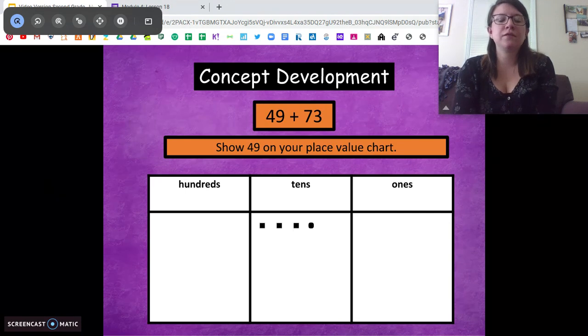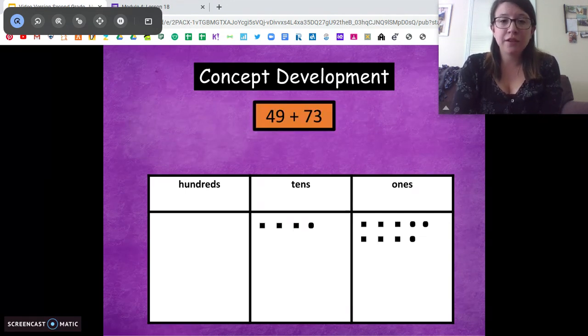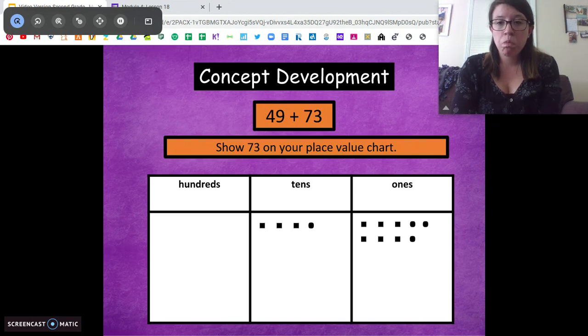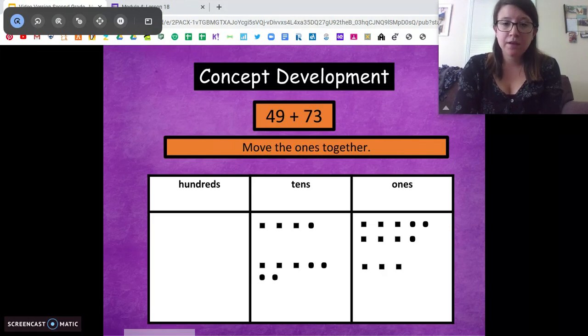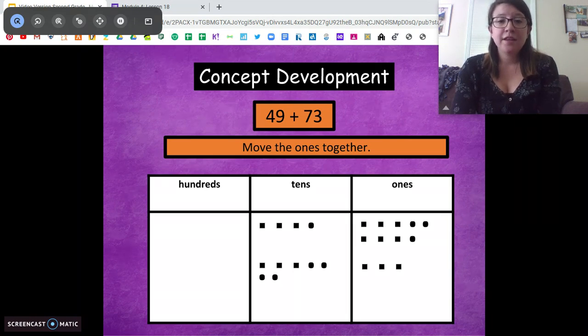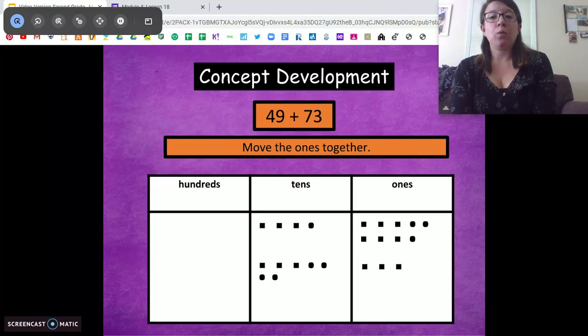Good, so it should look like this. 4 tens, 9 ones. Awesome. Now underneath that, show me 73. Good, should have 7 tens, 3 ones. Okay, now we have to start with our ones place. What do we need to do in our ones place?